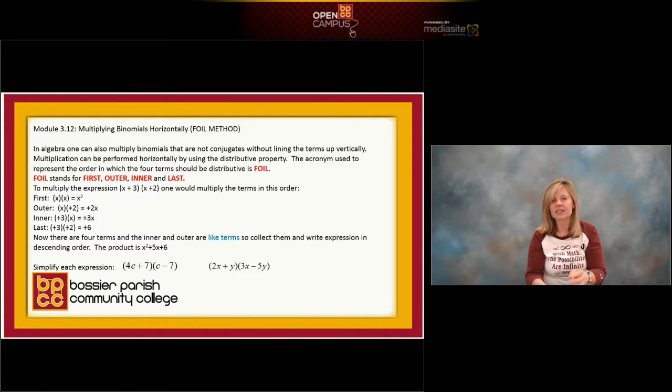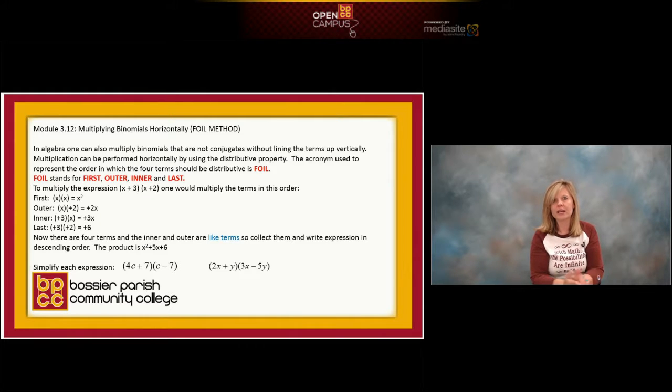FOIL is an acronym that stands for first, outer, inner, last. FOIL has 4 letters. Therefore, when you do the FOIL method for multiplying binomials, you will get 4 terms. So we have an x squared, a positive 2x, a positive 3x, and a positive 6. But now you'll notice out of those 4 terms, 2 of them are alike. Normally, the outers and the inners will be put together because those are like terms. So we know in algebra, positive 2x plus a positive 3x would make a positive 5x.